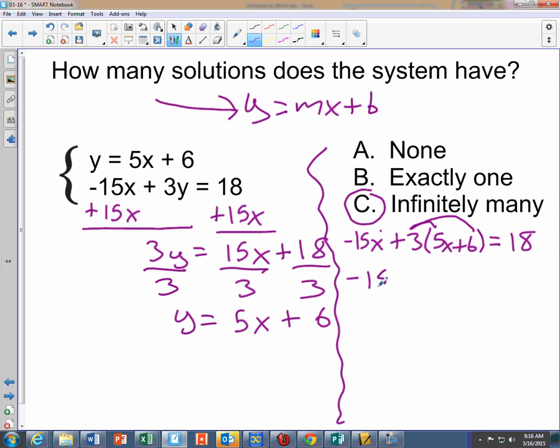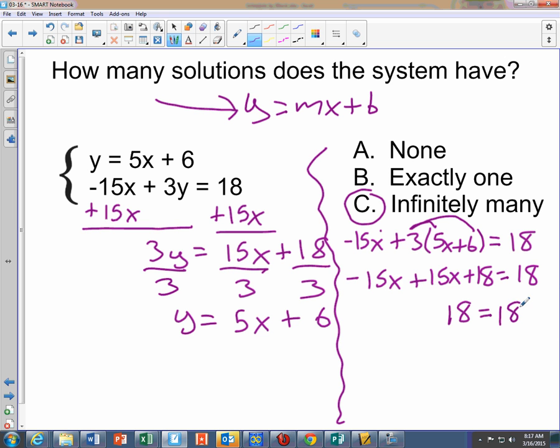Well, that would be negative 15x plus what's 3 times 5x? 15x. And what's 3 times 6? 18. And what does it equal? 18. Well, what happens to this negative 15x and this 15x? Cancel out. It goes away. What am I left with?